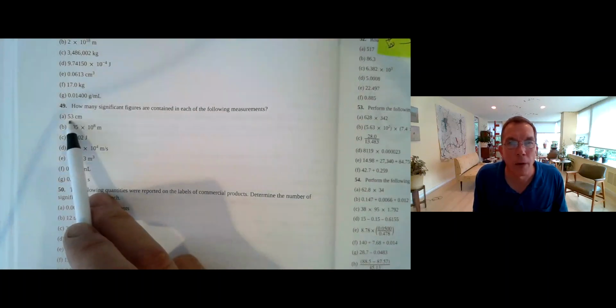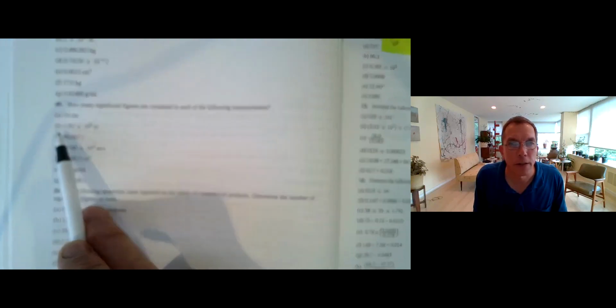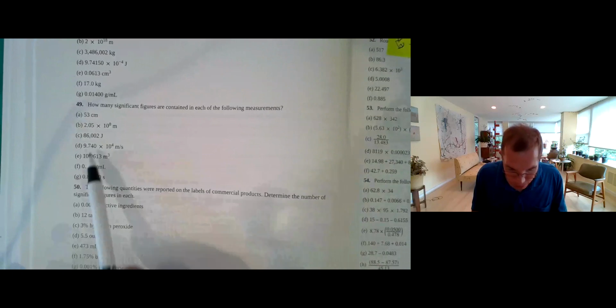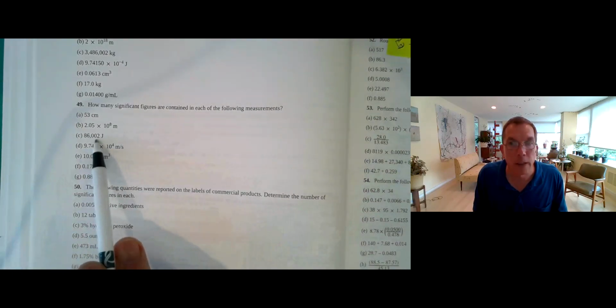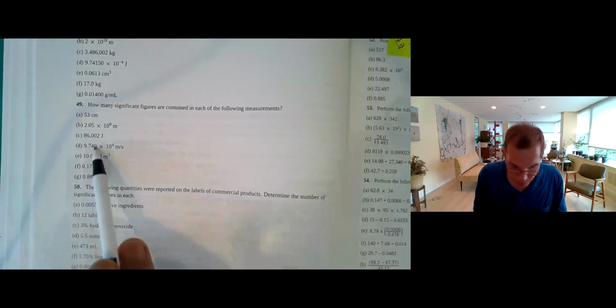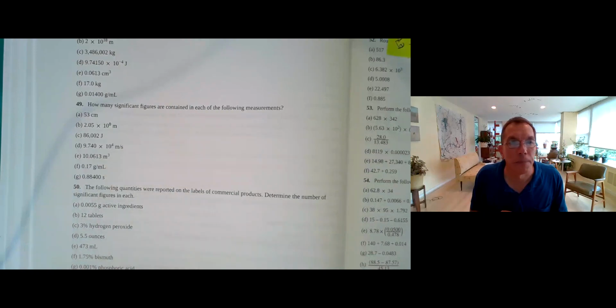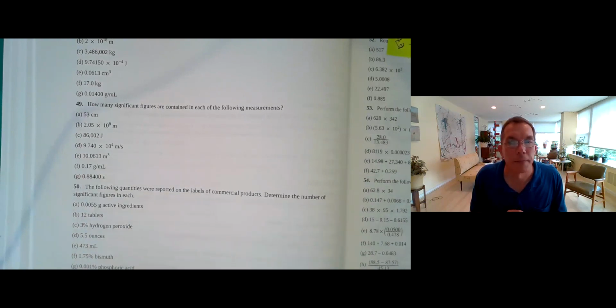So real quick, how many sig figs do you see? Good, 2. How many sig figs do you see? You should say 3. The 2, the 0, and the 5 are all significant, because the 0 is captive. How about 86,002? Well, these 2 zeros are significant because they're captive between the 6 and the 2. So this has 5. What about the 9.740? And do that one, and do that one, and do that one.